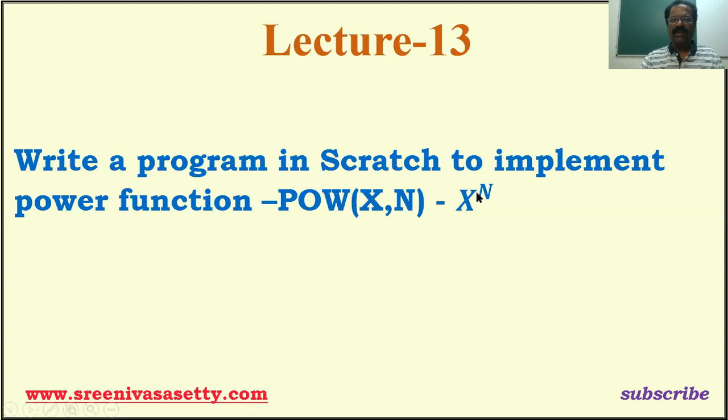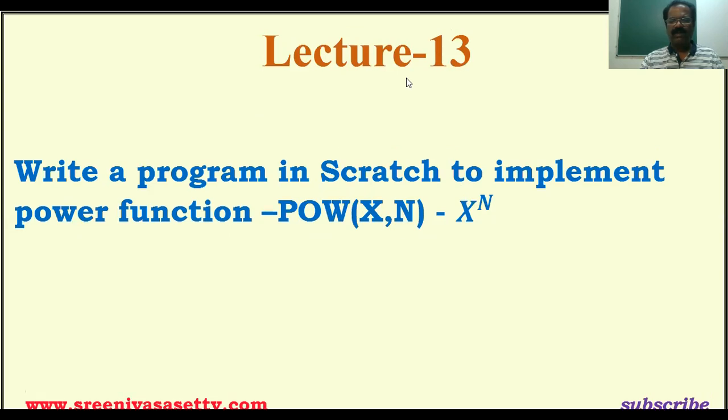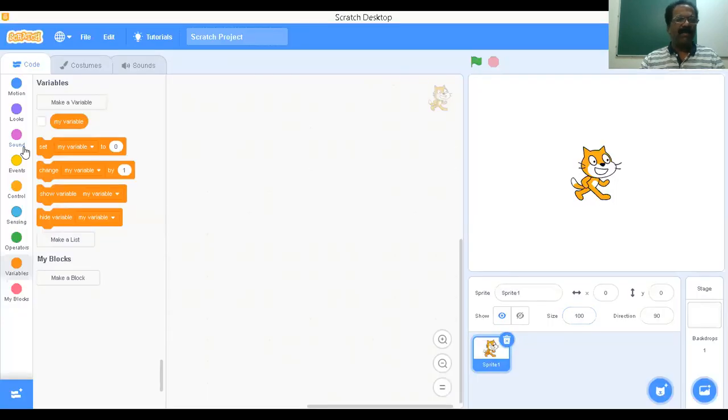If we go for some higher level languages, we have a built-in function called power, and we have to pass two parameters, two data, that is x, n. So it's something like 2 power n, 10 power 2, 10 power 3, or 2 power 10, or something like this. So I'm going to implement this function by using a tool called Scratch. I'm going to explain step by step.